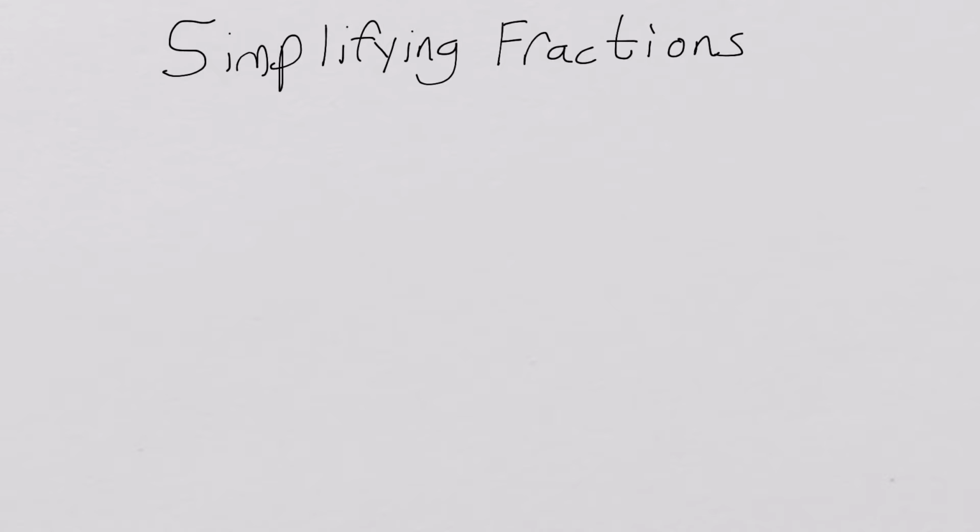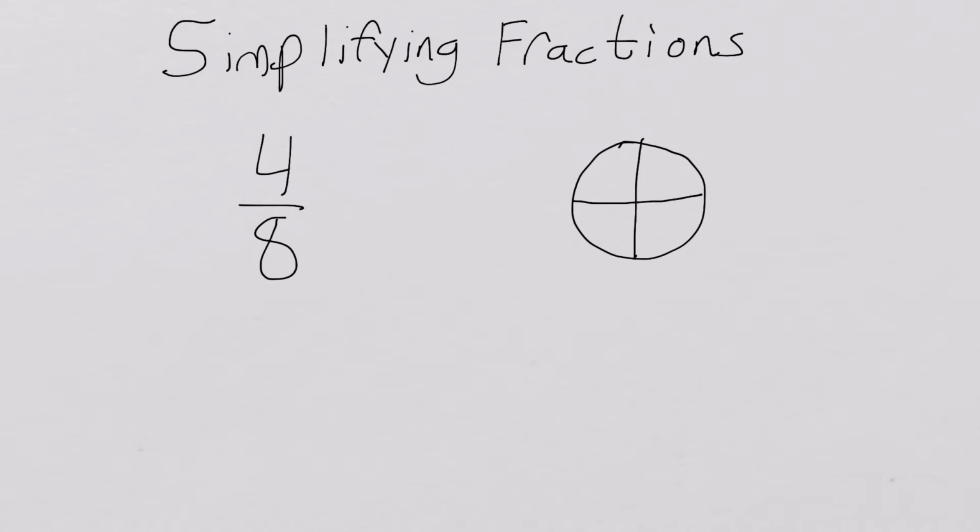For today's video, we're going to talk about simplifying fractions, why we do it, and how we do it. So I'm going to start off with just a simple fraction of 4/8. Now 4/8 is something that we can hopefully visualize if we take a circle and cut it into 8 pieces as equal as we can. Having 4/8 of them means we have 4 out of the 8 pieces.